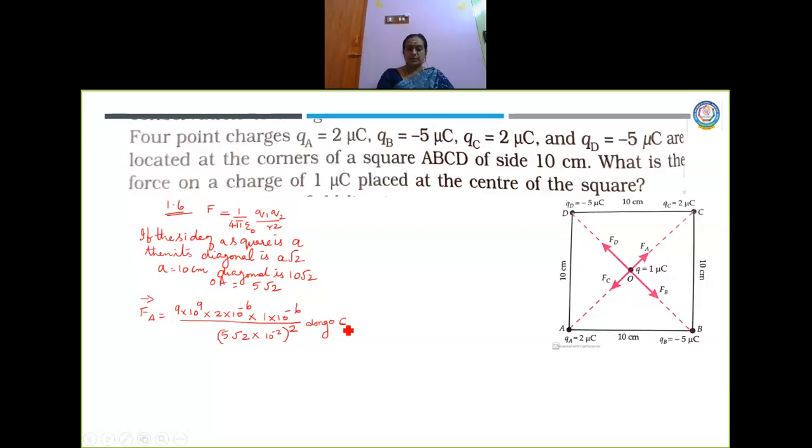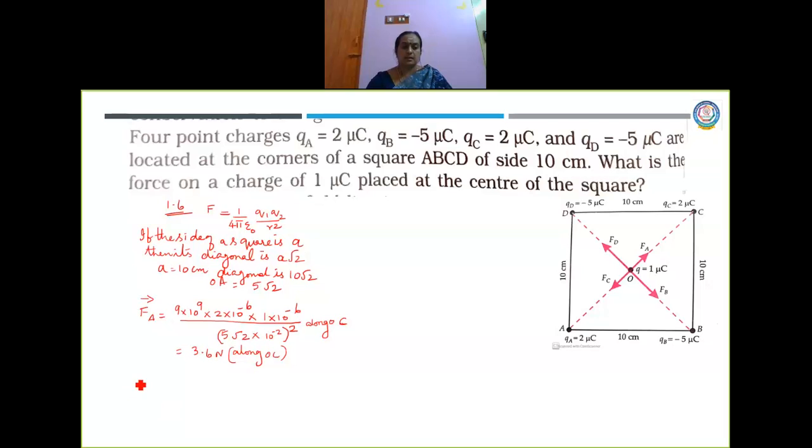Clear, children? Now when you simplify this, the simplification is very easy here. Now what I can do is 9 into 10 power 9. Now here it is square, so 5 square will be 25, root 2 into root 2 will be 2, so 25 into 2 is 50, and here you will have 9 into 2, 18, so 18 by 50 you can simplify easily. You will get the value to be 3.6 Newton. Now the direction is along OC.